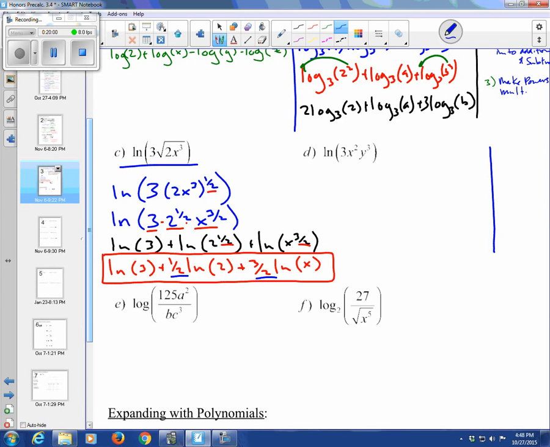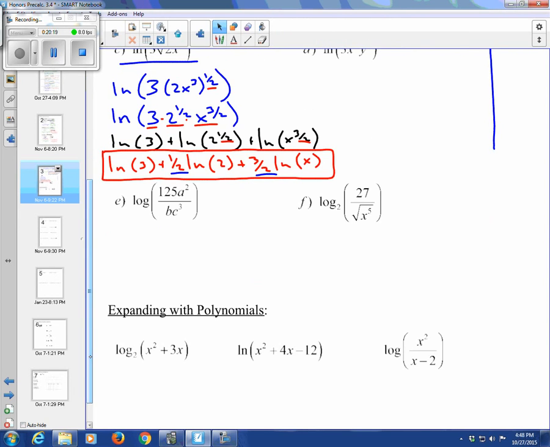Basically, we represent everything as a multiplication of bases raised to powers, then expand out all of my multiples inside the logarithm into their own separate logarithms, and then throw those exponents out in front to make the multiplication. All right, so I'm going to pause the rest of this, and we'll unpause it and look at expanding with polynomials in a second.